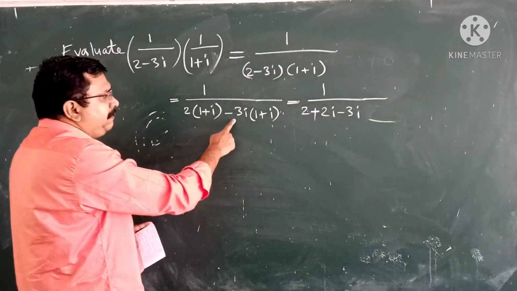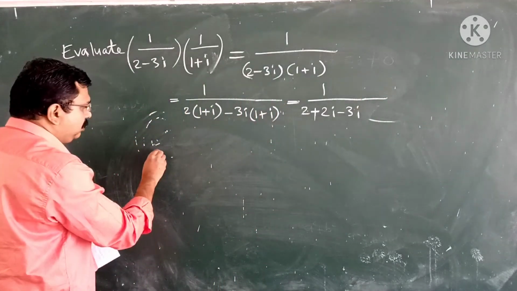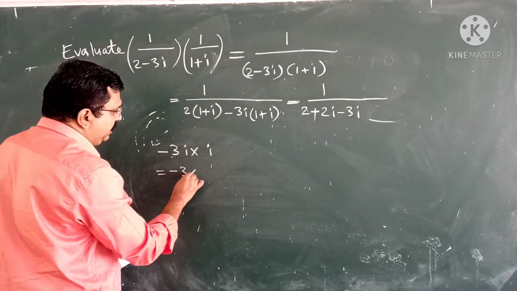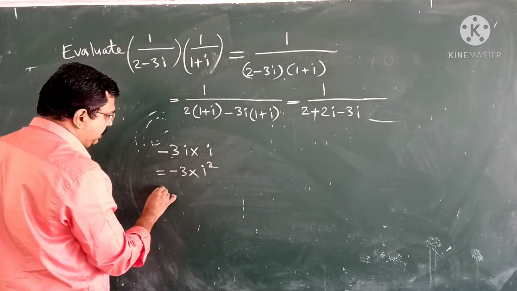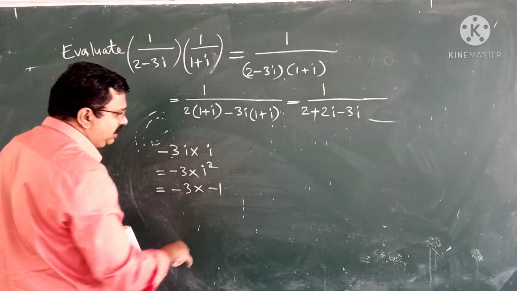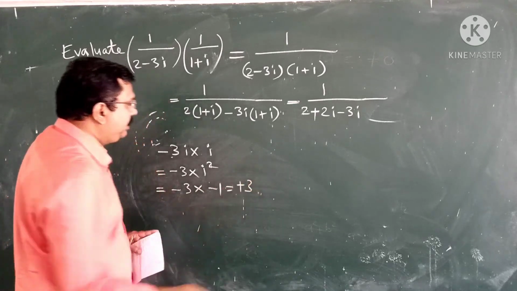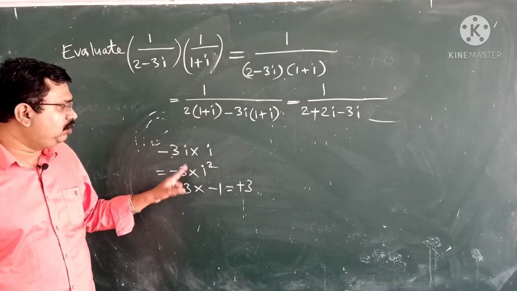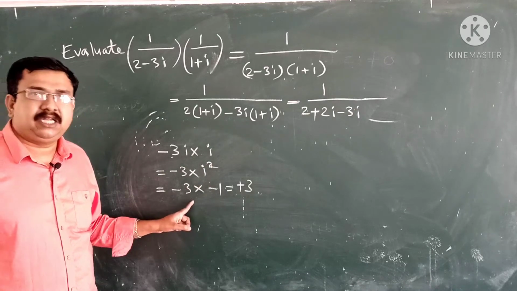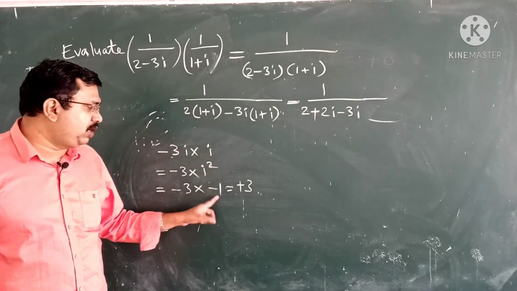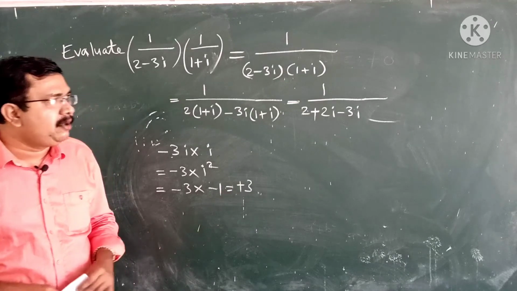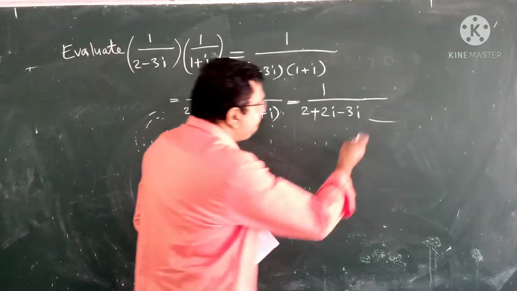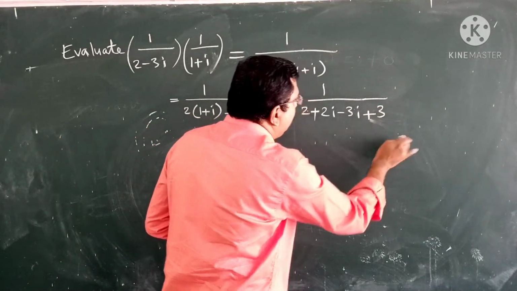Next one is minus 3i into i. Look at that, minus 3i into i is equal to minus 3 into i square. That is equal to minus 3 into minus 1, that is equal to plus 3. Remember, here it is minus 3i into i, that is minus 3 into i square. i square means minus 1. Therefore, minus 3 into minus 1 is plus 3. Therefore, our last term is plus 3.